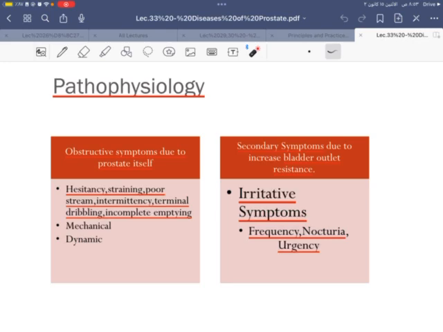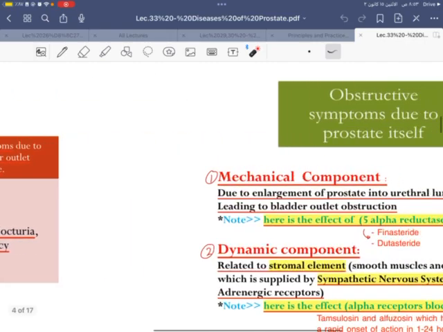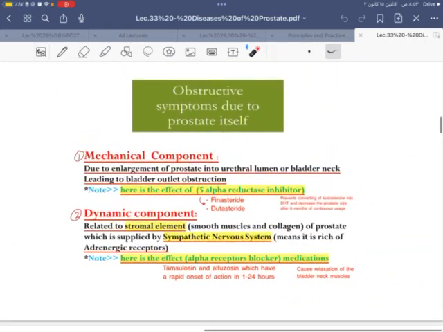So the secondary symptoms are due to increased bladder outlet resistance. The patient develops irritative urinary tract symptoms, irritative LUTS: increased frequency and urgency, plus or minus urge incontinence. We'll talk about them in detail in the coming slides. Let's start with obstructive symptoms.